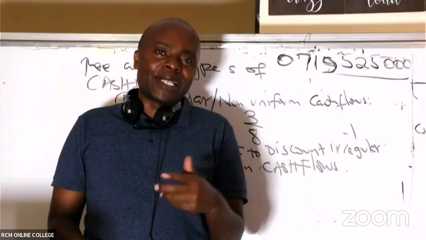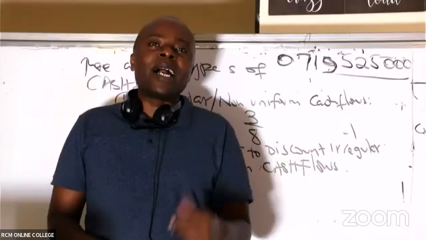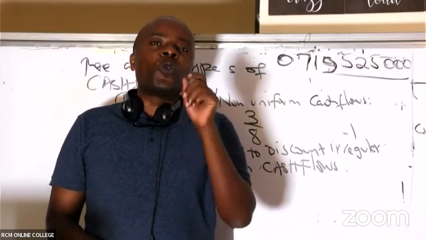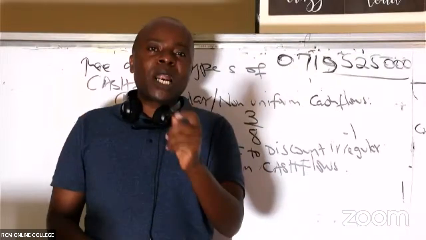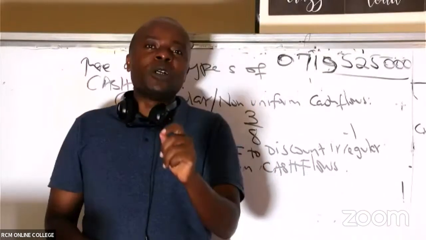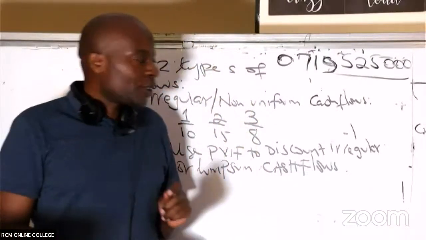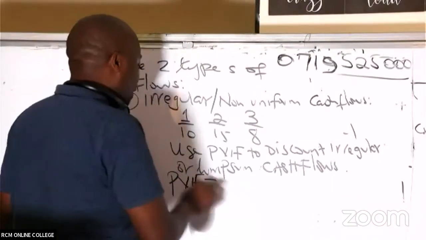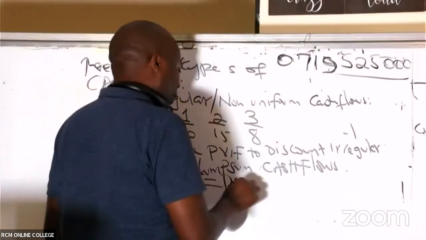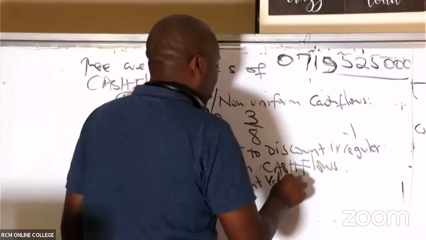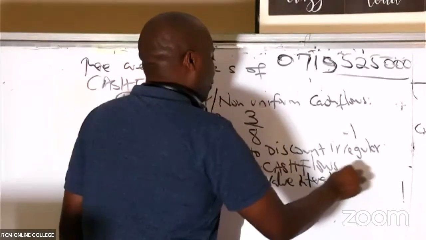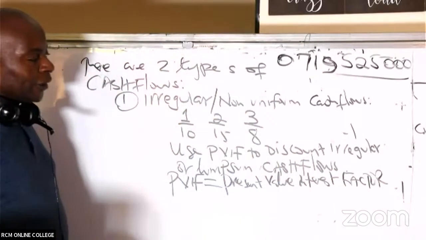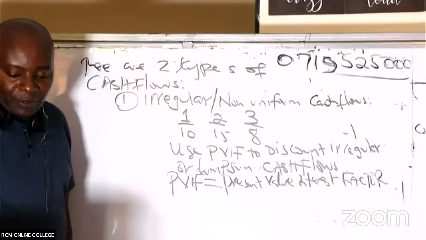That amount is as good as an irregular. There's no regularity there. So whenever you hear of lump sums, you shall always use what we call PVIF to discount irregular or lump sum cash flows. This PVIF that some of you could be hearing today for the very first time is what we call the present value interest factor.